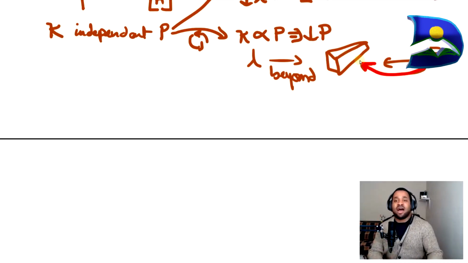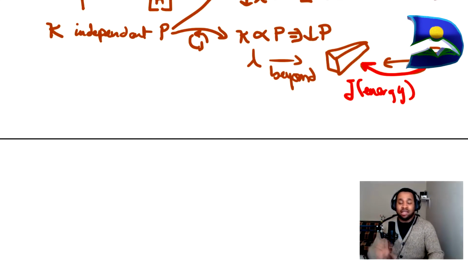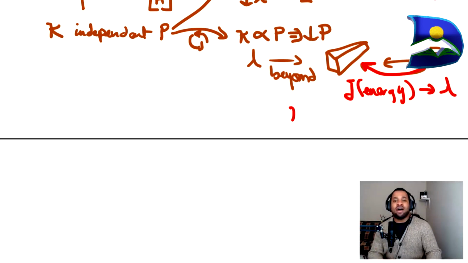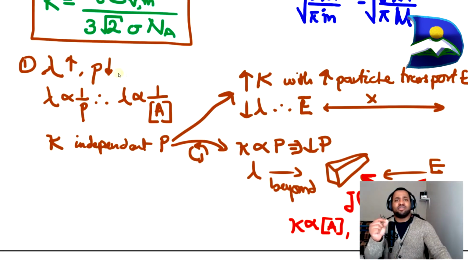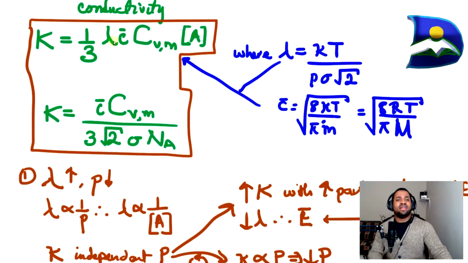Therefore, in this case, we have our energy flux highly dependent on lambda, and we have our thermal conductivity coefficient not only directly proportional to the concentration of particles in this space right here, but also directly proportional to the pressure. Take note that this has to be done at very low pressures. So that is the first interpretation of this expression that we have right here.